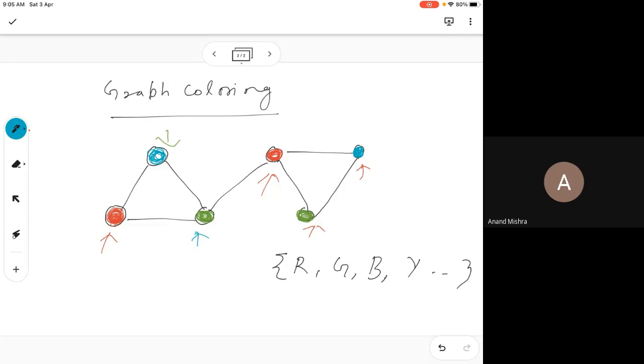Okay, so with three colors, we have colored this graph, and I don't think we can do it with two, right? Can we do it with two? I don't think so. So in this case, it is giving a correct solution, which is three, and three is also called the chromatic number. Chromatic number, which is three. And in most of the cases, this greedy algorithm works, but it does not work always.